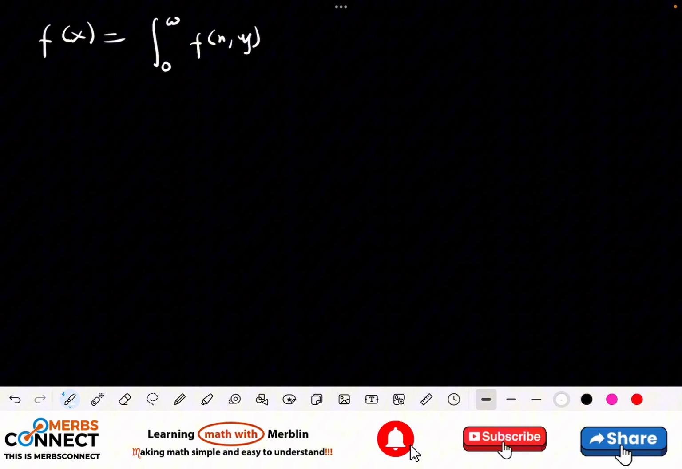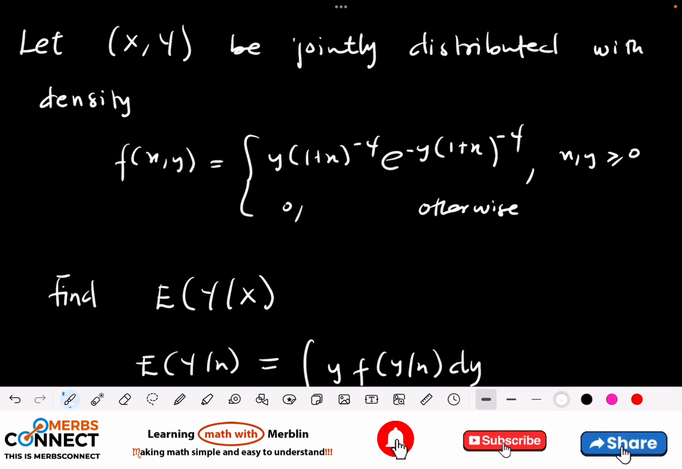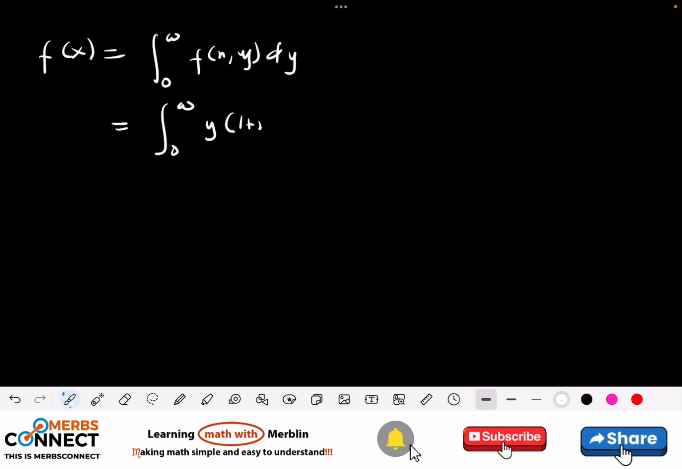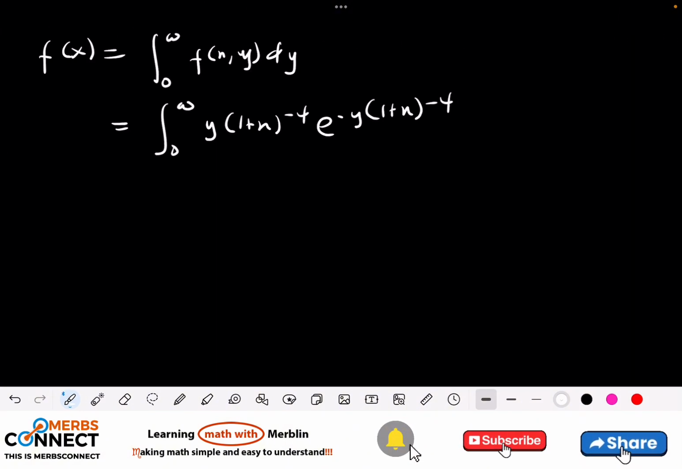So now, as we said, this is integrating from 0 to infinity the joint function dy. What is the joint function? The joint function is y, I think, 1 plus x to the power minus 4, e to the power minus y, 1 plus x to the power minus 4. Yeah, I think I'm right. Good. So we are integrating this with respect to what? Y.